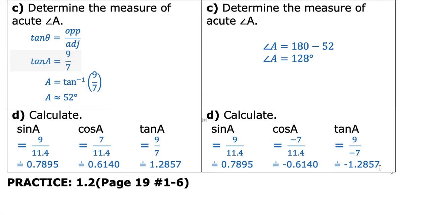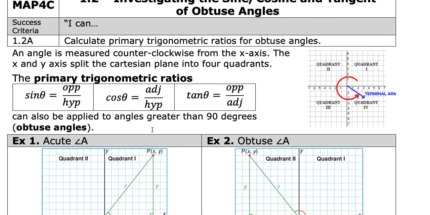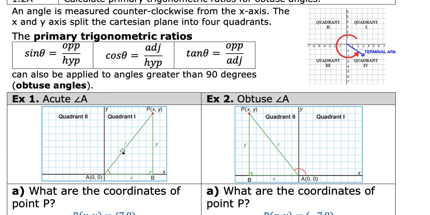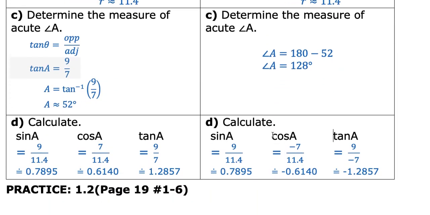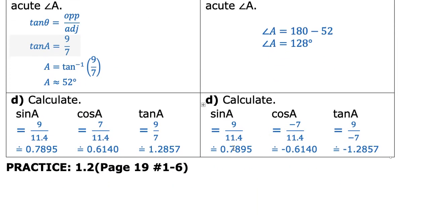So what can we take from this? The sine, cos, and tan in the first quadrant are always positive. But in the second quadrant, the only positive ratio was sine. The other ratios were negative.